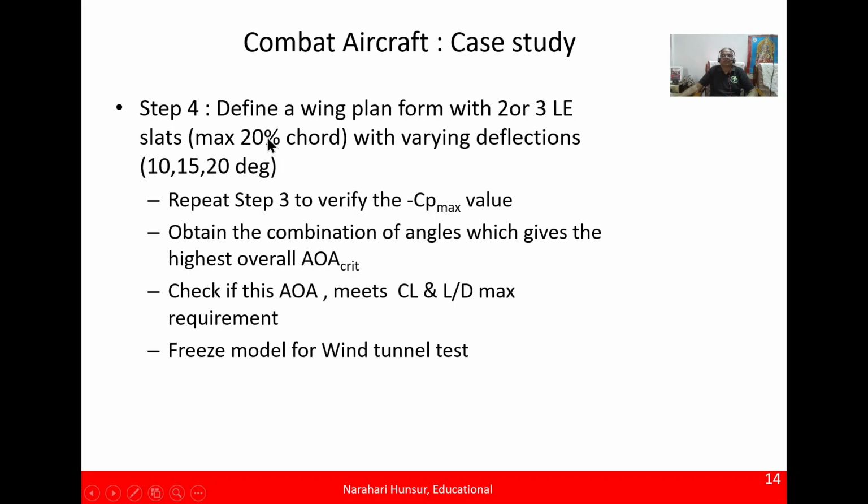So the last step is to define a wing planform with 2 or 3 leading edge slats, maximum 20% chord, as mentioned earlier, with varying deflections of 10, 15, 20 degrees. Repeat step 3 to verify the CP value. Obtain the combination of angles which gives the highest overall critical angle of attack. If this angle of attack meets the CL and L/D max requirement, you can freeze the model for wind tunnel test. So you may have 2 or 3 models for wind tunnel test, which can then be used to confirm your estimation.